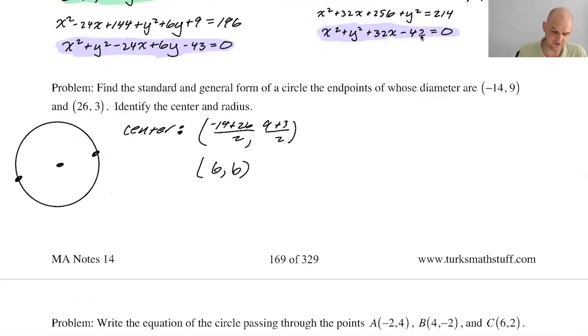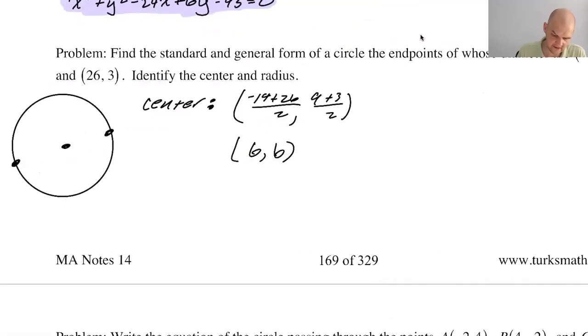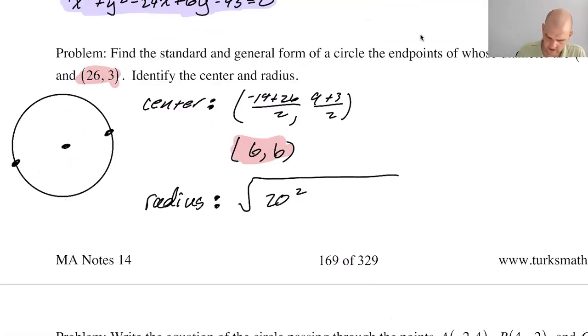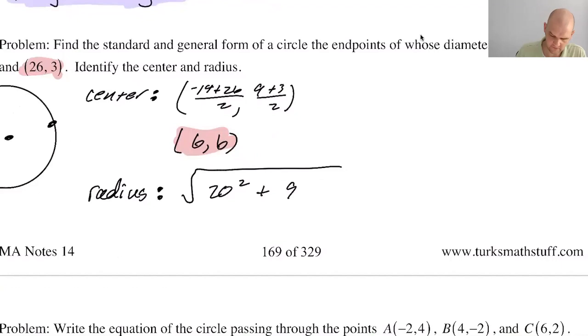All right. Now I can do three things really. I could find the whole diameter and divide by 2. That would give me the radius. I could find the distance from the center to this point, or the center to this point. I'm going to use the center and this point to find the radius. So the radius is going to be the square root of, because it's the distance between, 26 minus 6 is 20 squared, plus 3 minus 6 is negative 3, but then squared is 9. So radical 409.